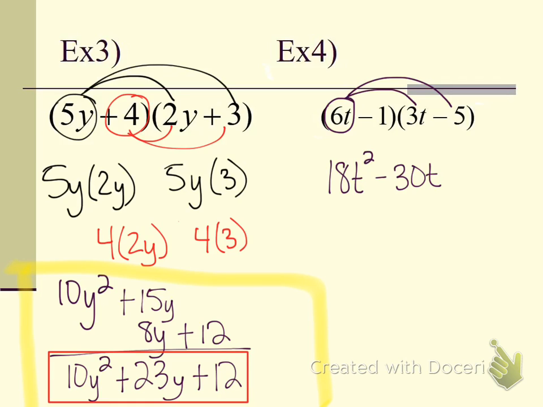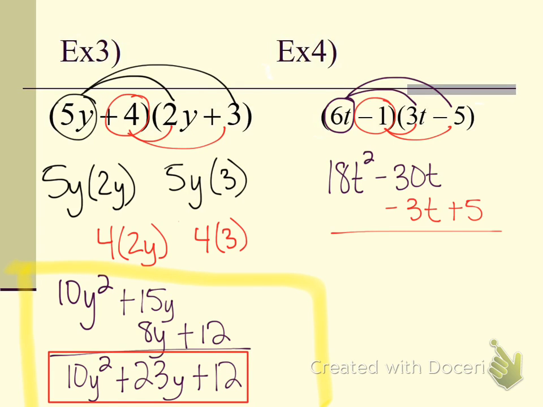What else is getting distributed? Negative 1 to 3t and negative 5. Good. Negative 1 times 3t? Negative 3t. I'm going to line it up underneath my other t. What about negative 1 times negative 5? Plus 5. Say positive 5.